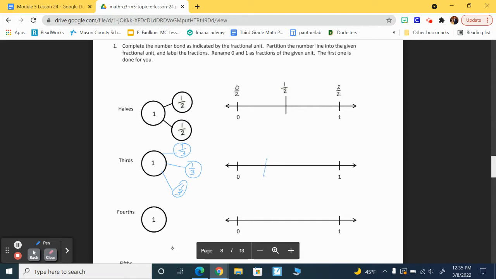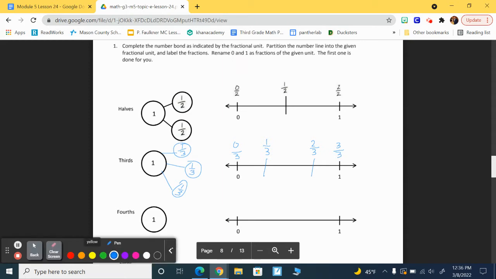So I'm gonna put a line here and a line here, okay? So then we're gonna label 0/3. This is 1/3. This is 2/3. And this is 3/3.